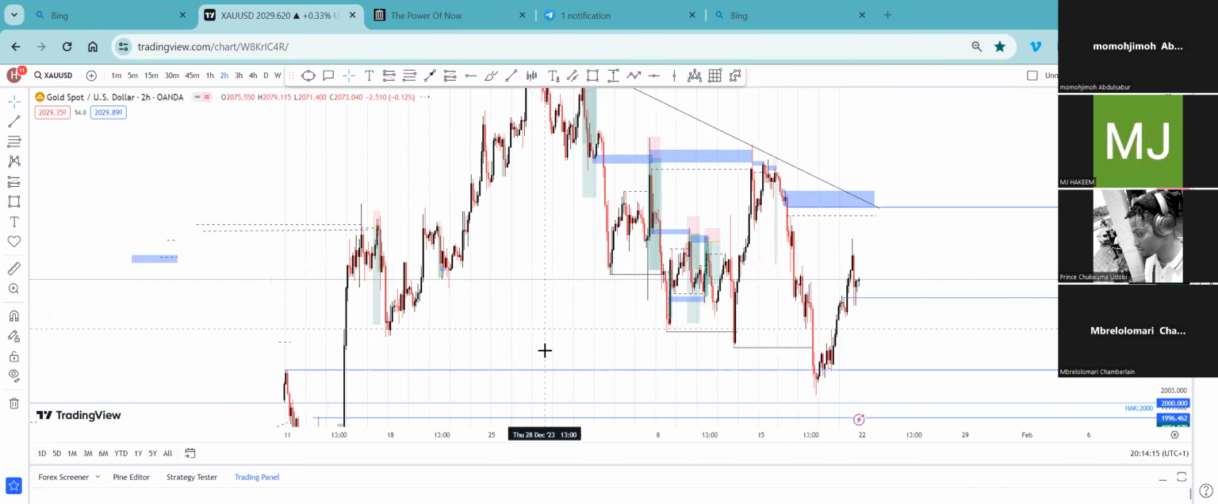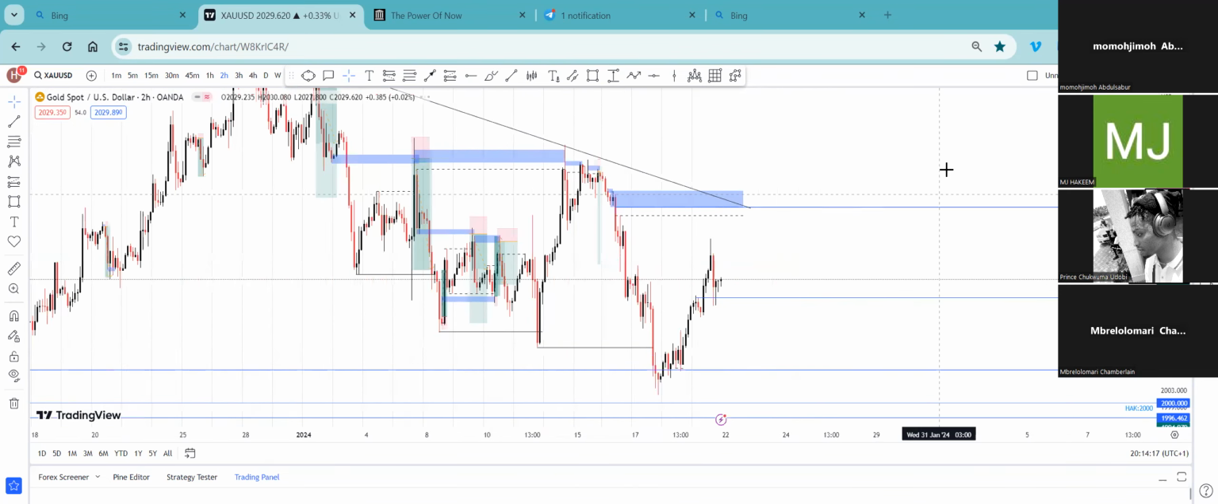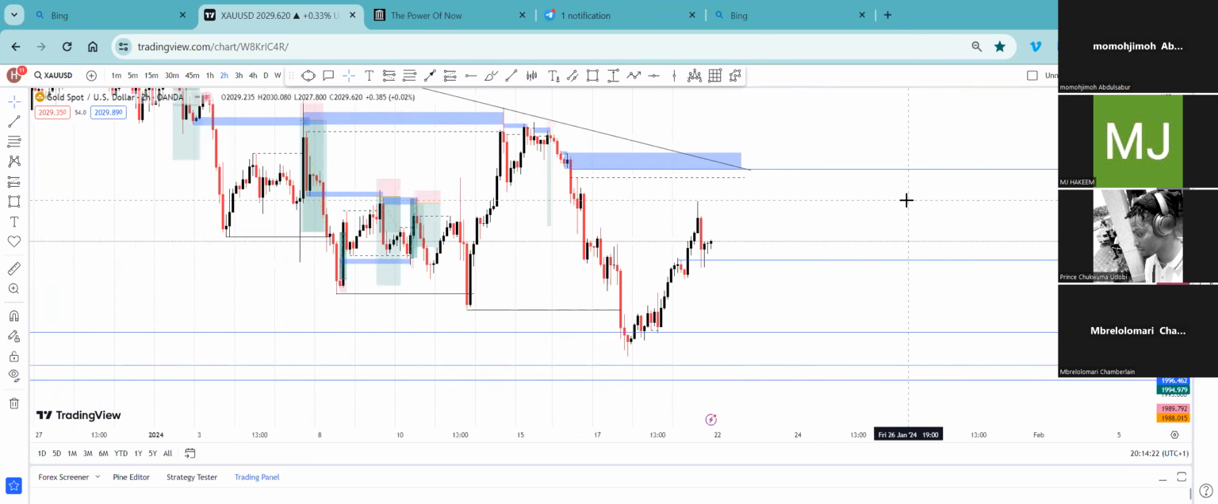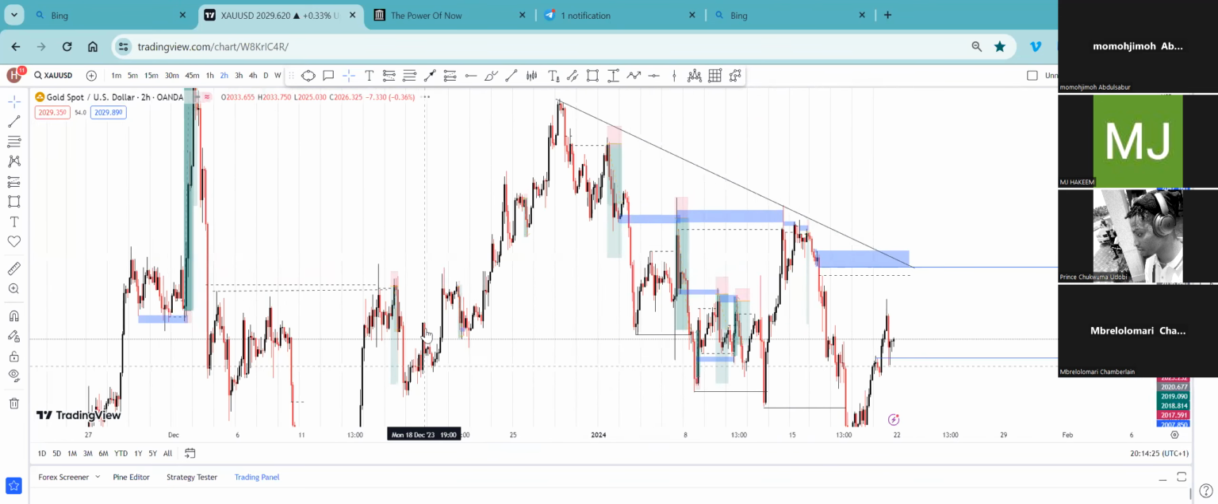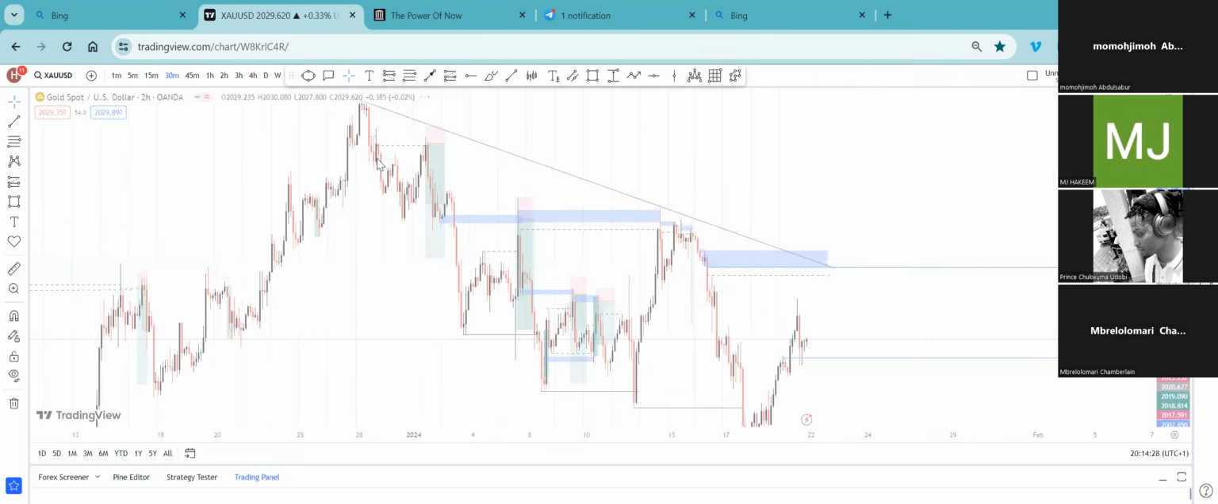So now, let's look at clear examples, without wasting much of our time. Now, if you look at this level here, let's start with this, from this area.